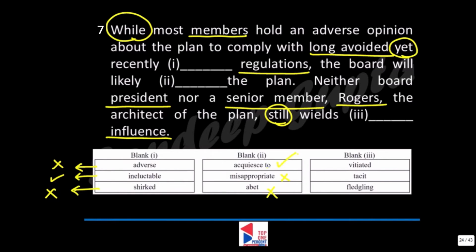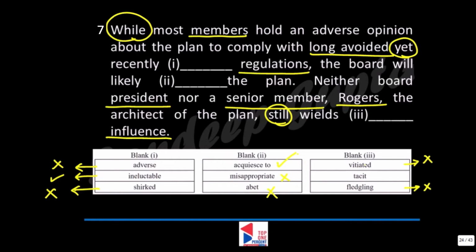Now why is that so? Because there is someone who wields a lot of influence. Vitiated is something that has been weakened or destroyed or spoilt. So definitely not what you're looking for. Fledgling means someone who is very inexperienced or new or callow, without any experience. Obviously that is not what we're looking for. Now tacit is a word that you need to understand very differently.